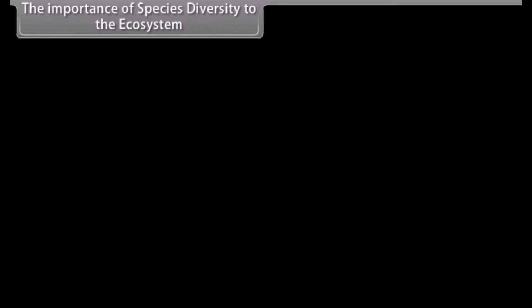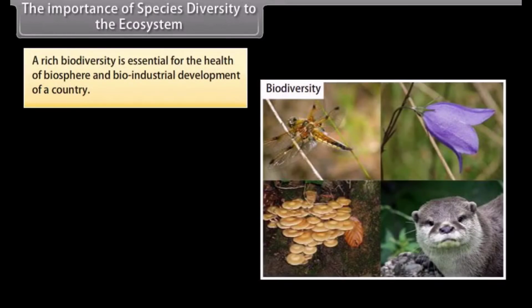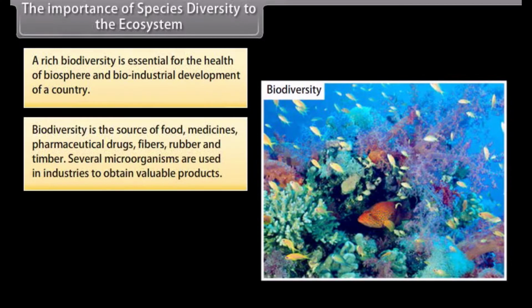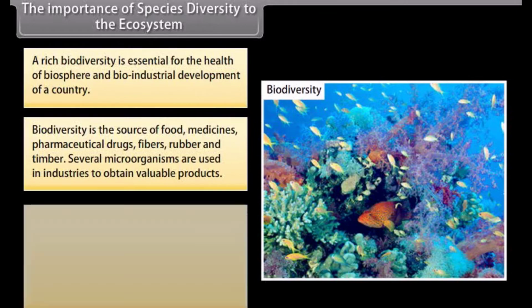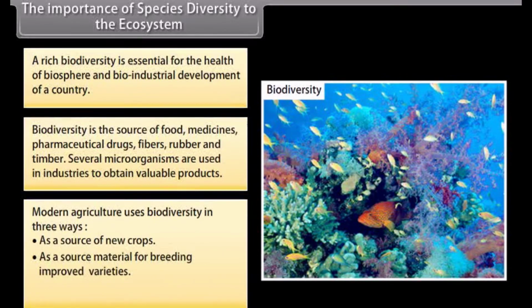The importance of species diversity to the ecosystem. Rich biodiversity is essential for the health of biosphere and bioindustrial development of a country. Biodiversity is the source of food, medicines, pharmaceutical drugs, fibers, rubber, and timber. Several microorganisms are used in industries to obtain valuable products. Modern agriculture uses biodiversity in three ways: as a source of new crops, as a source material for breeding improved varieties, and as a source of new biodegradable pesticides.